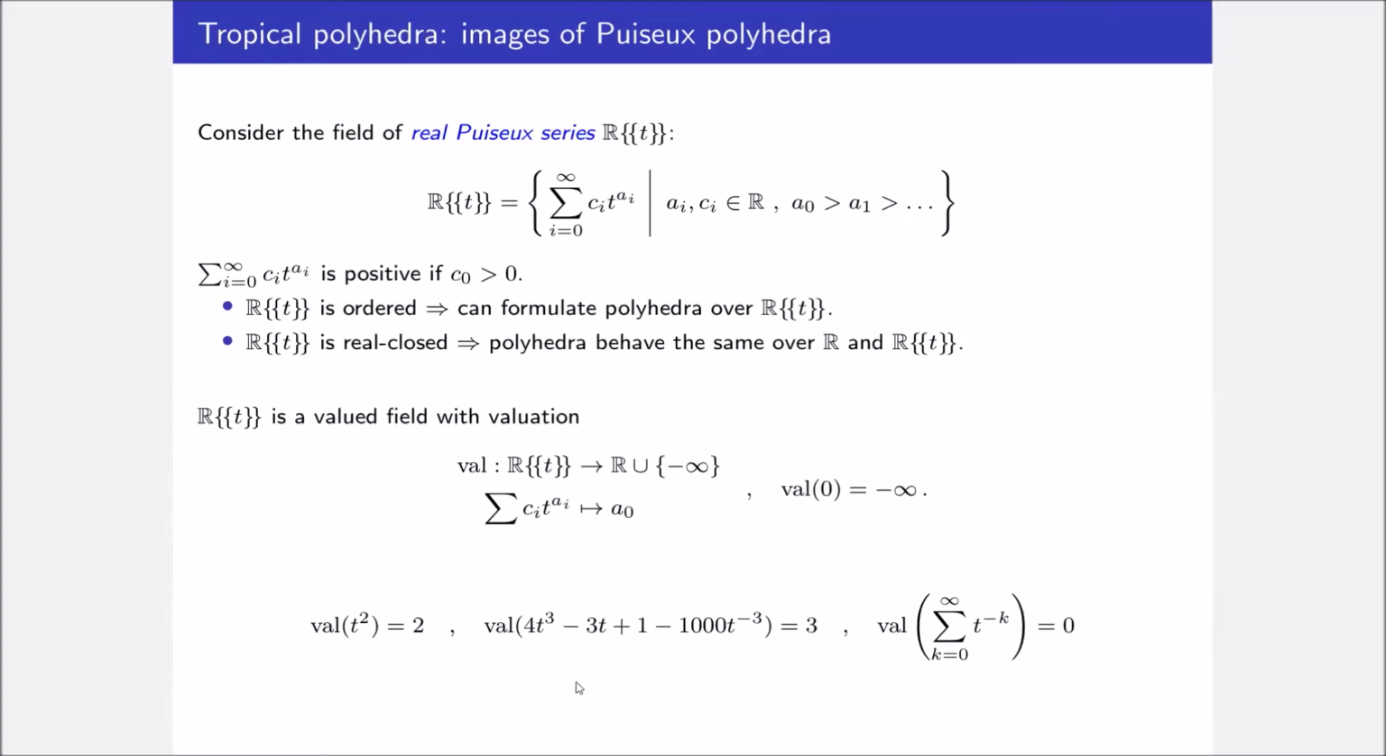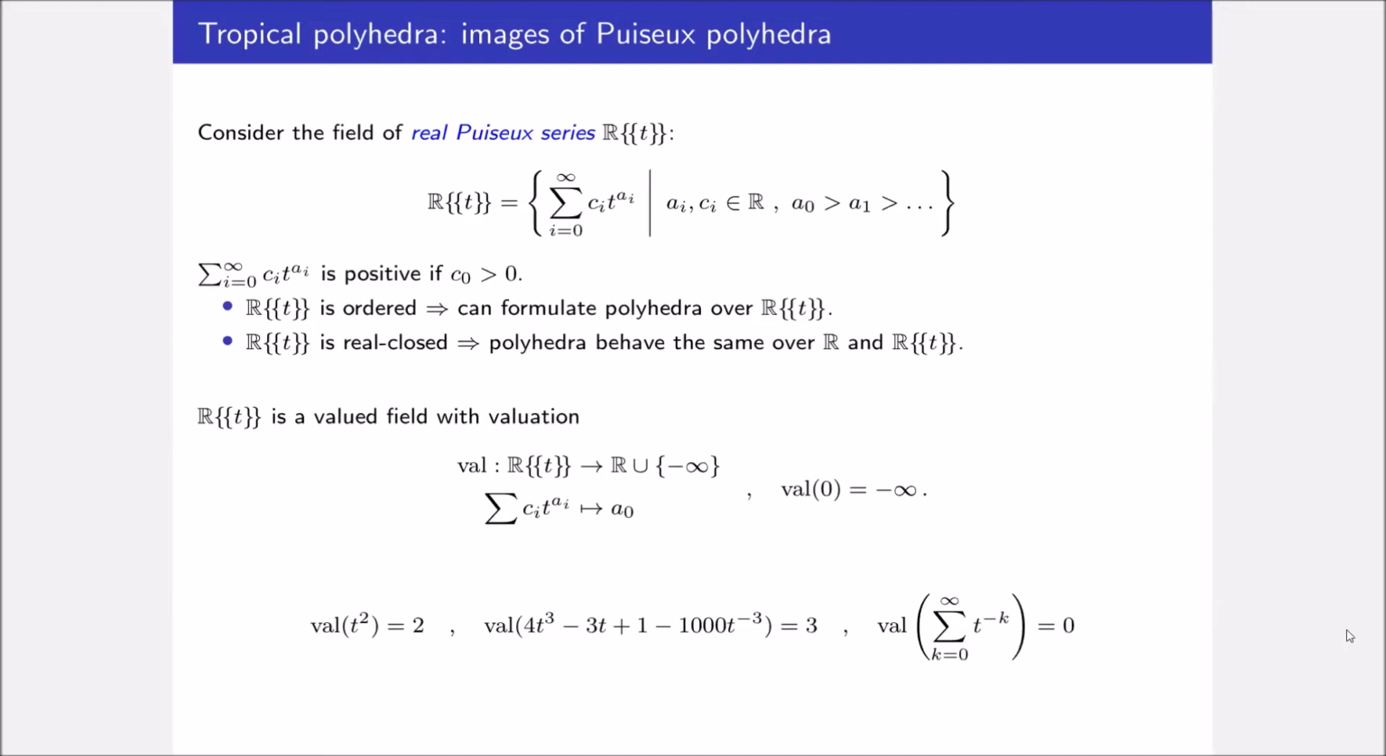If you haven't seen this before, here are some quick examples of how this valuation map acts. Obviously, the valuation of t squared is just going to be 2. For this slightly larger expression here, we just take the leading exponent, which is 3 from t cubed. And then finally, just to show that we don't need these expressions to be finite, here I have some infinite series, but there is some well-defined leading term, and that is t to the 0. So the valuation of this is just 0. So this is how this valuation map acts.